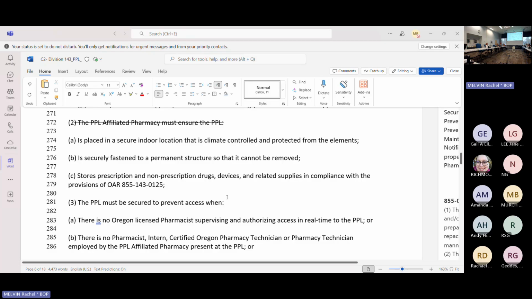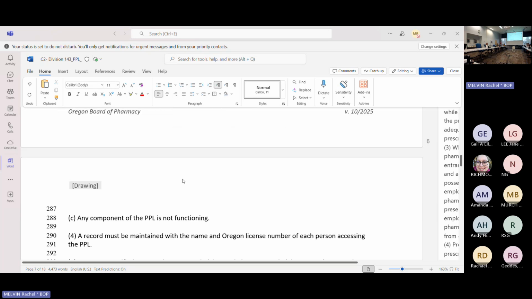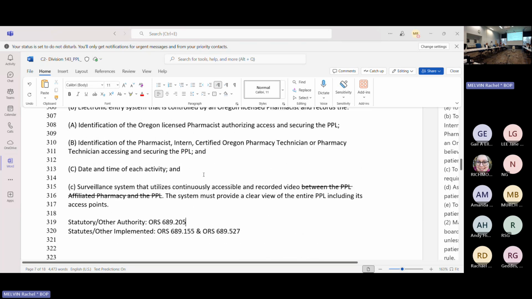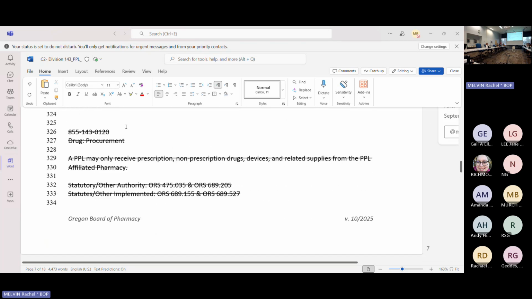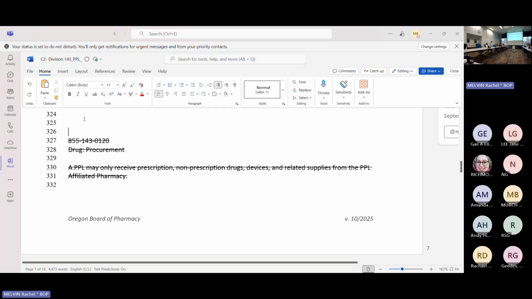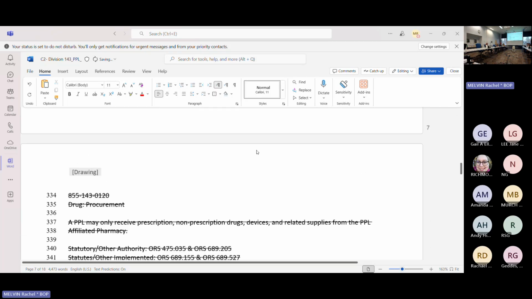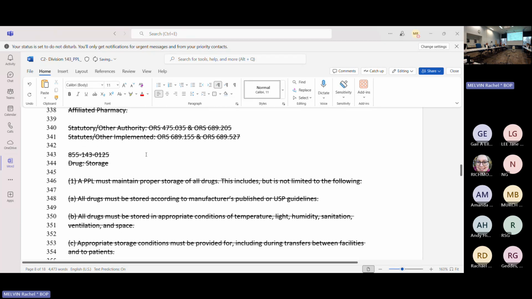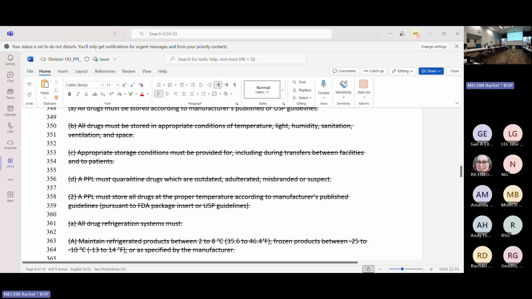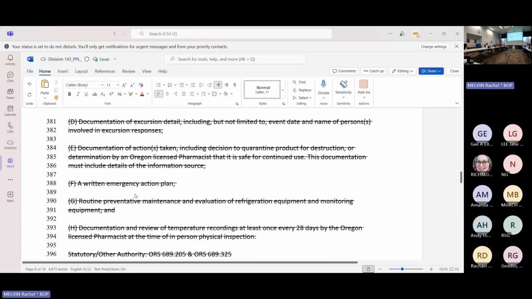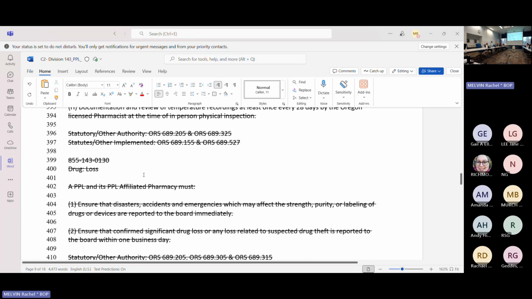Anything else further for this part? Summary seem okay? Okay, let's move on to the next section then. Another fun section, so this gives us some momentum. I know we're running out of time here, but the next four sections: 143.0120, drug procurement; 143.0125, drug storage; 143.0130, drug loss; and 143.0150, outlet sanitation.